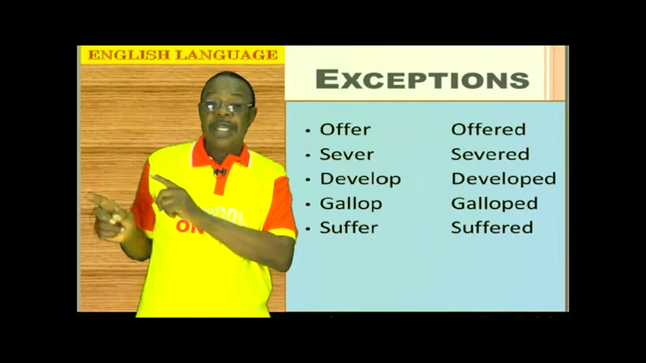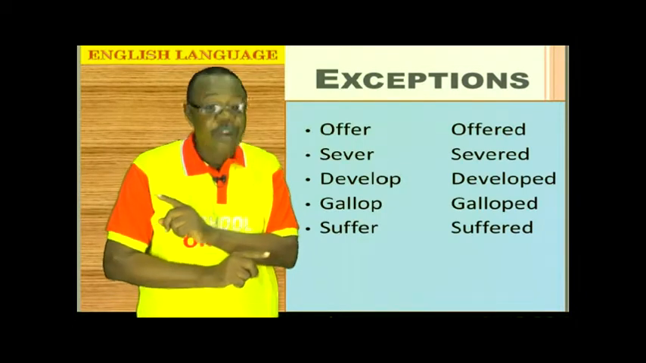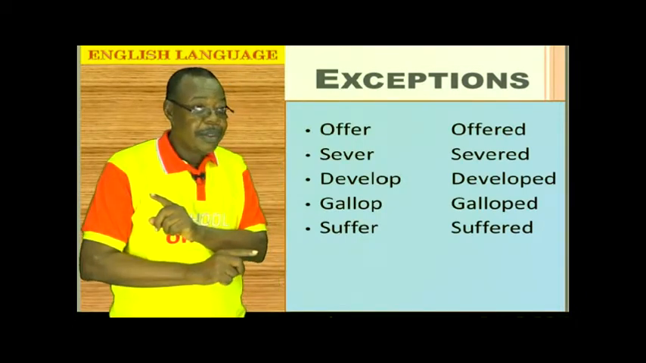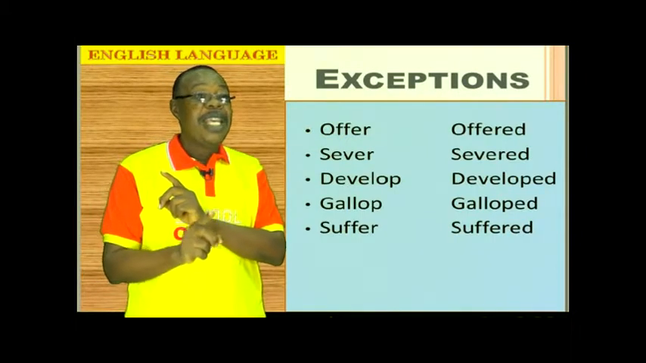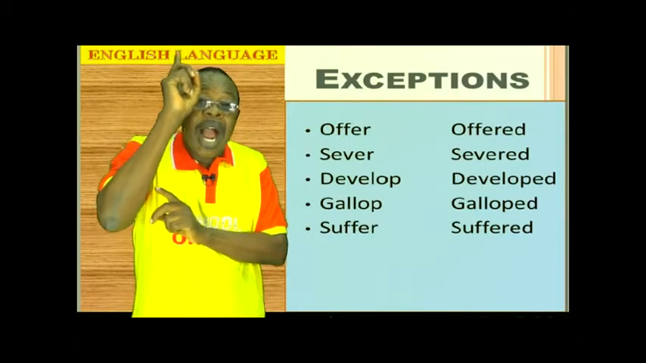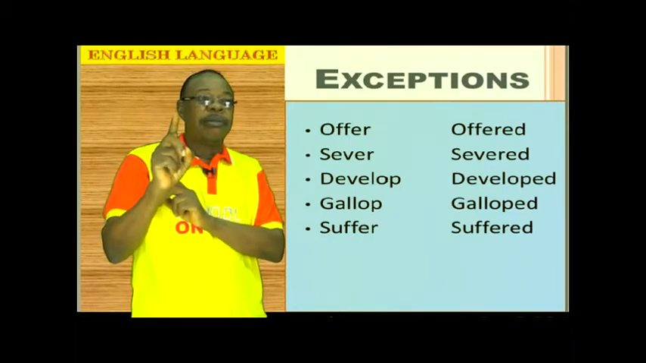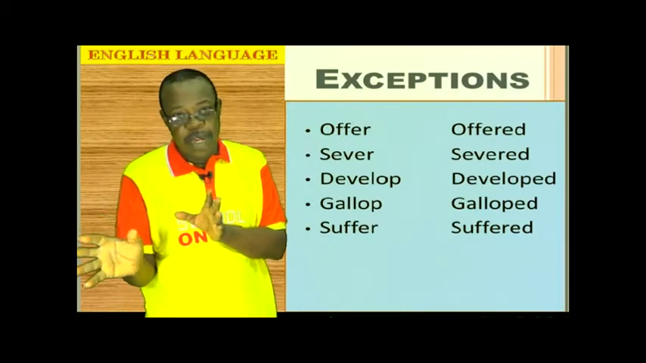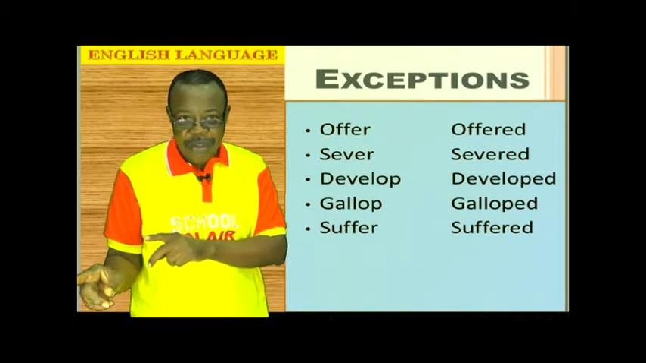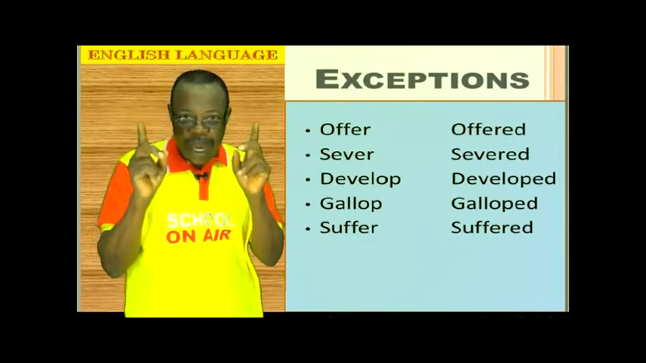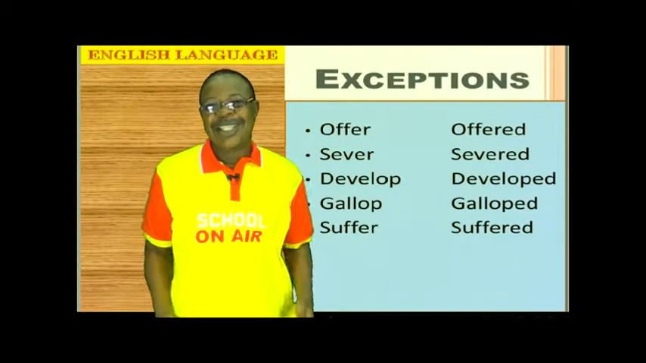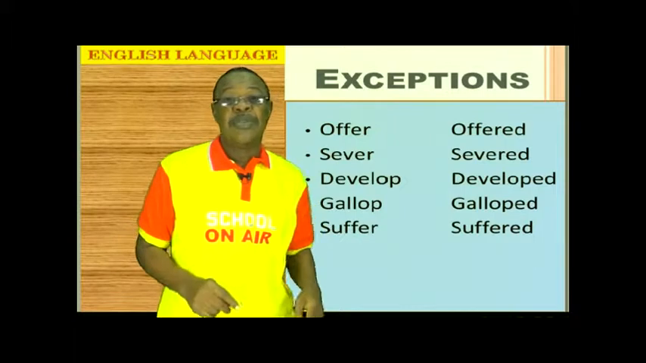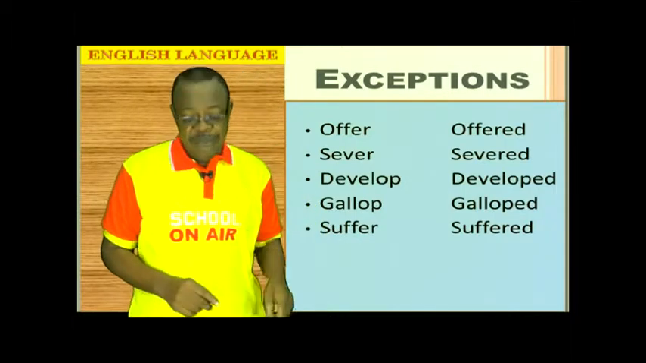Now we come to the word offer. You have O, F, F, E, R, E, D. Not double R. Referred, RR. Offered, single R. These are minor things that can take away your marks, so you have to be very careful with them.